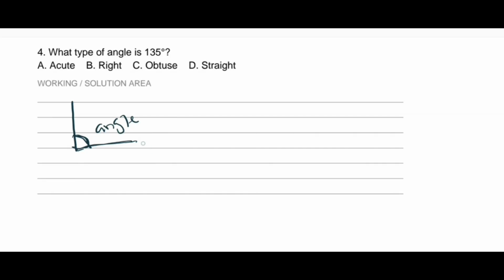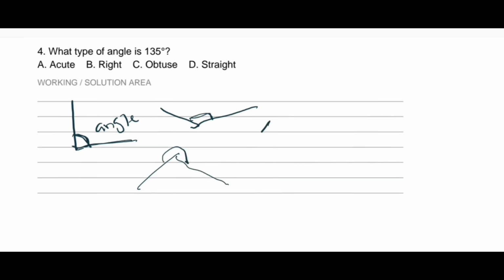Now, there are different types of angles, because one line can come from here and meet this way, and it's a different angle. Another one can come from here and meet this way, also a different angle. Another one too can come and meet this way, also a different angle. So there are different types of angles. The question is asking, which type of angle is 135 degrees?